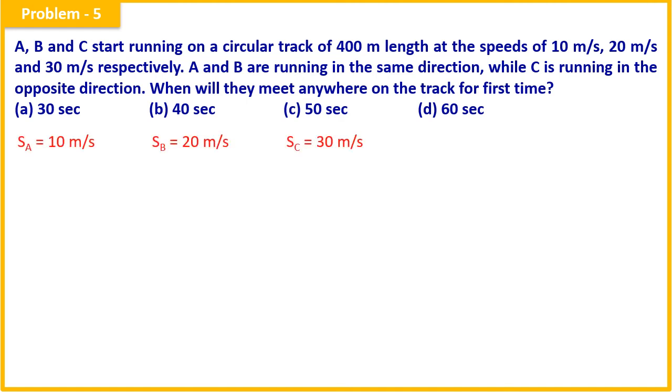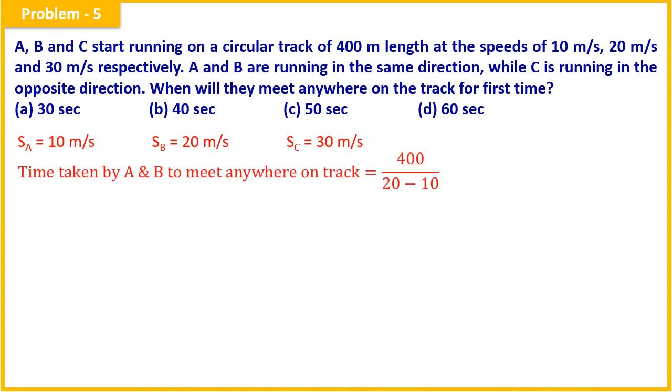Now in the problem the speeds are mentioned. Here A and B are running in the same direction while C is coming in the opposite direction. So first of all, we'll find out the time required by A and B to meet. Time taken by A and B to meet anywhere on the track is equal to the length of the track divided by their relative speed. Now the relative speed will be the difference of their speeds because they are running in the same direction.